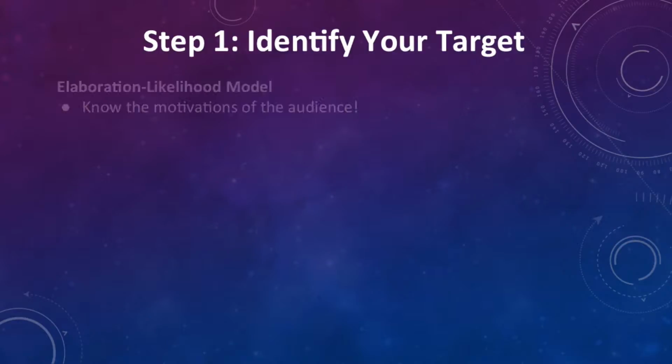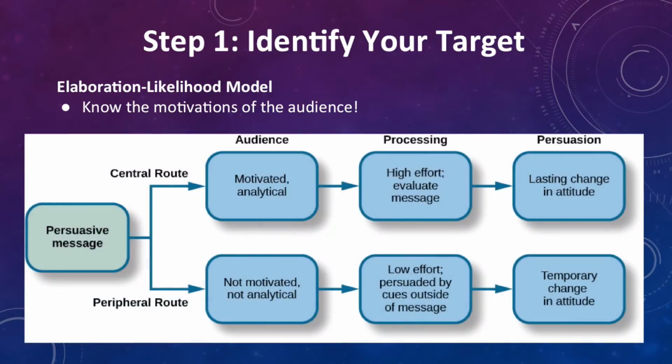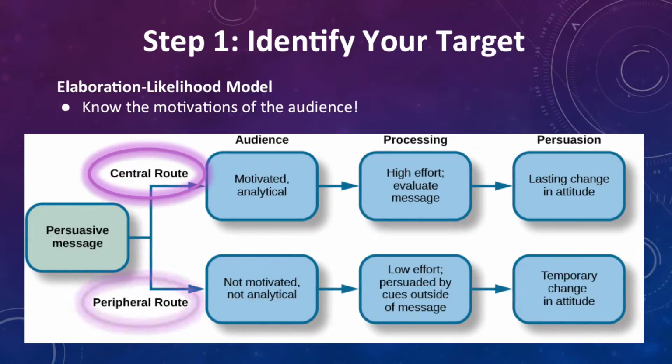Knowing the specifics of the elaboration likelihood model can help you to deliver a persuasive message in a video. There are 2 methods by which people process information: the central route and the peripheral route. In the central route, the audience is motivated to pay attention to the content, and they will process information at a higher depth. There will also be a longer-lasting change in the audience's attitude and behavior.